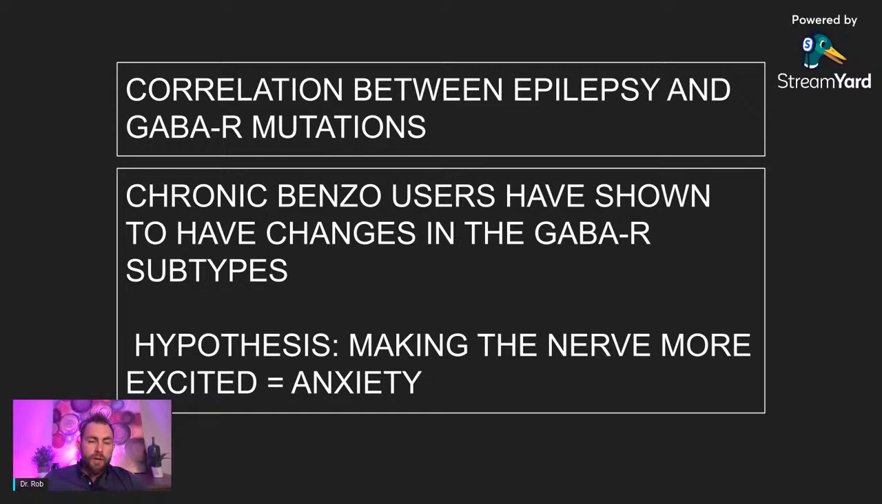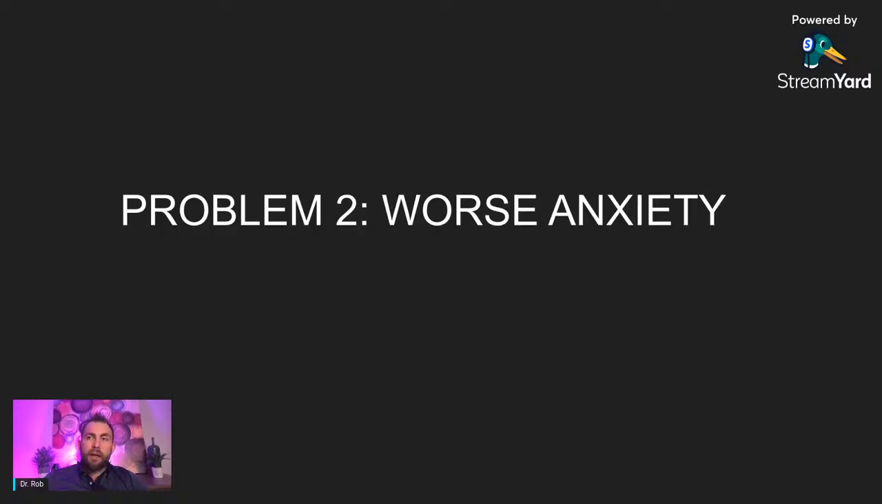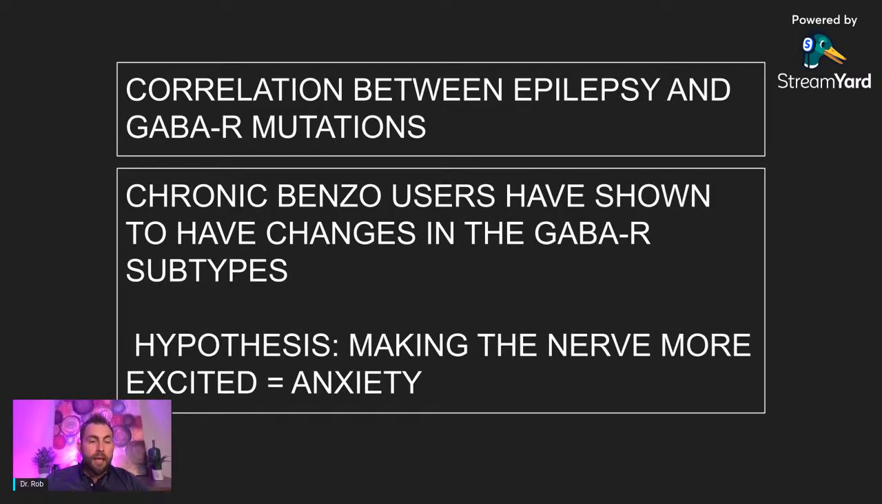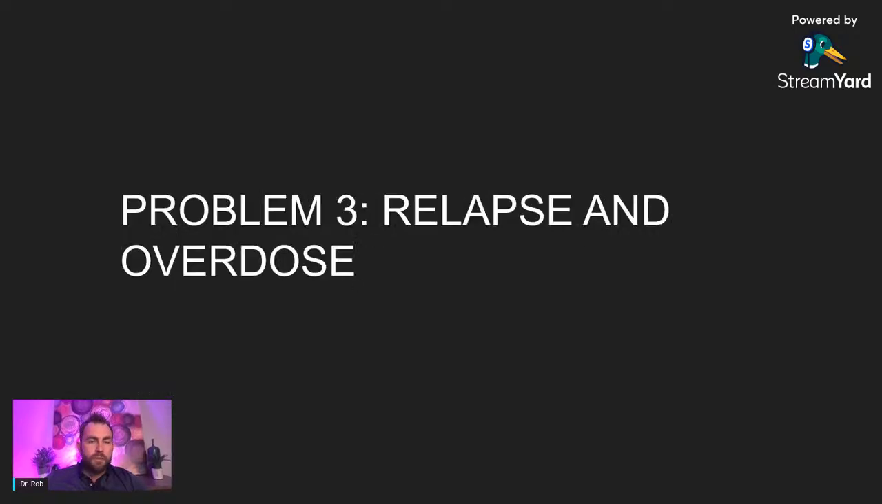Knowing that chronic benzo users can have a change in their GABA receptors and their subtypes, there's a clear hypothesis and link there for why we think that many people, when they come off their chronic benzo usage, are more excited. The nerves are more excited. Plenty of patients will say that they feel worse off than when they first started the benzos in the first place. And that's the anxiety. So the second problem is worse anxiety. Why? There seems to be some mechanism that can change the subtype of your GABA receptors. Not everybody, not always, but some people.